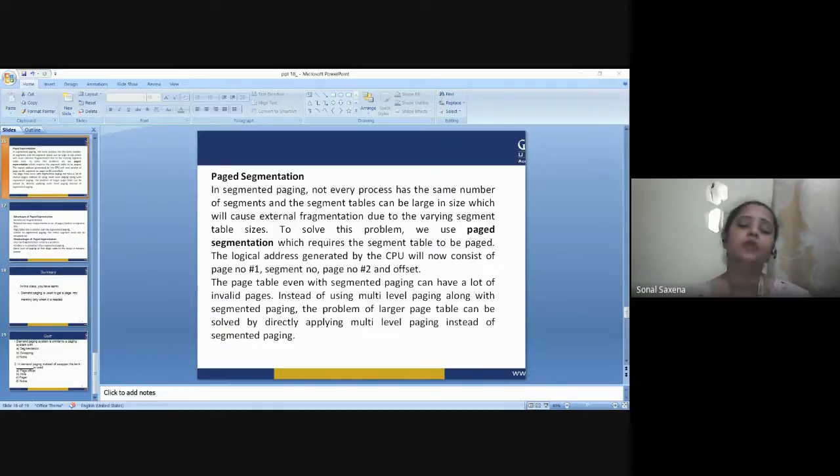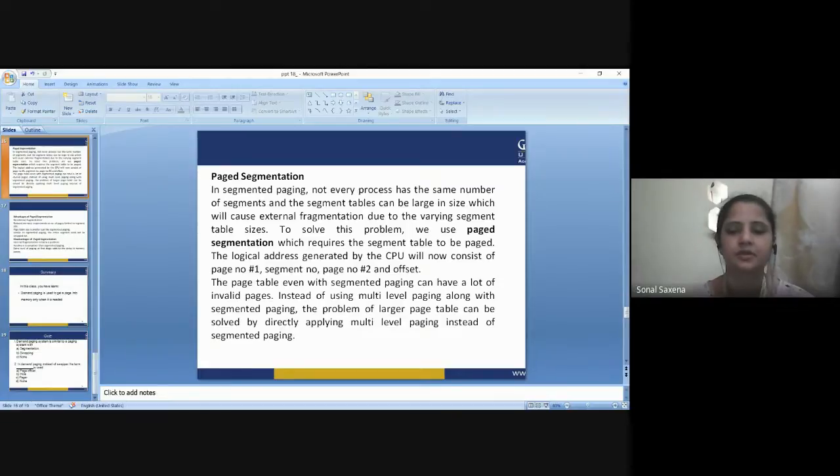Then, what are the disadvantages of segmented paging? First, internal fragmentation will be there. Then the complexity level will be much higher as compared to paging. And third, the page table needs to be continuously stored in the memory.